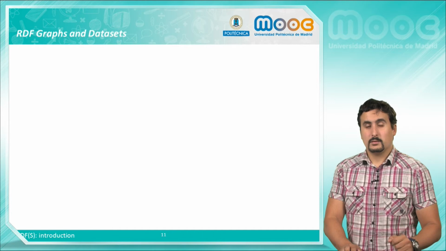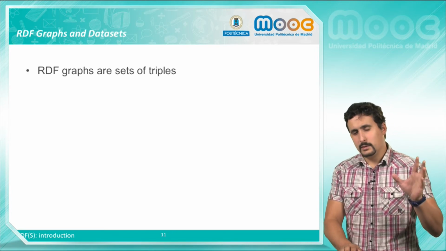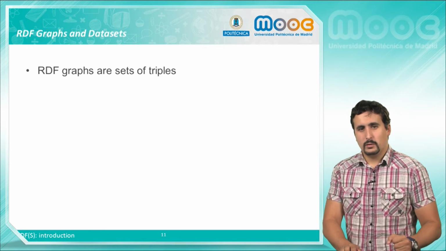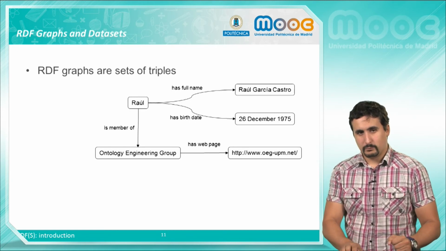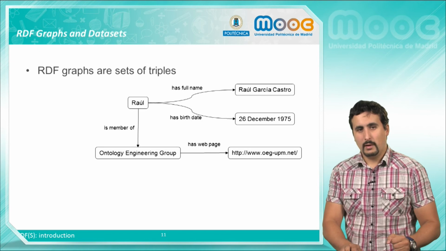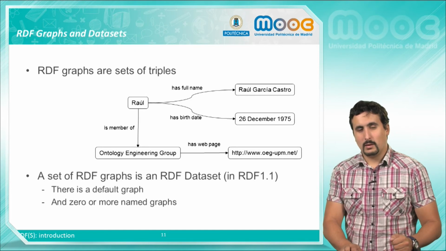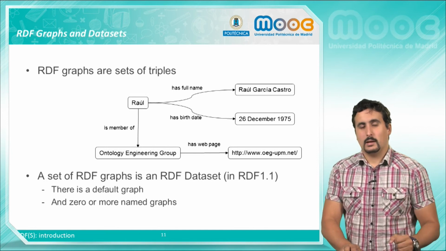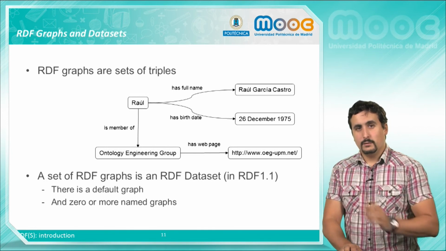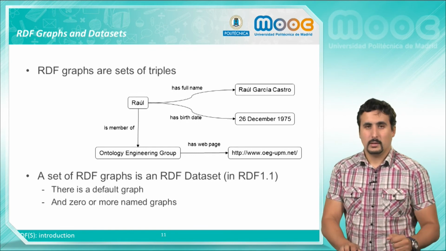In RDF, data is organized in graphs. Each graph is composed of a set of triples. If we take all the triples from the previous examples that we saw, we will have the following graph. We have Raúl as the main node on the graph linked with the other nodes by means of different properties. A set of graphs is called a dataset, as stated by the RDF 1.1 specification. In each dataset, there is at least one graph, which is defined as the default graph, and then zero or more named graphs, which we can access based on this name. That is, we can divide the information, we can cluster it using different names or IDs.